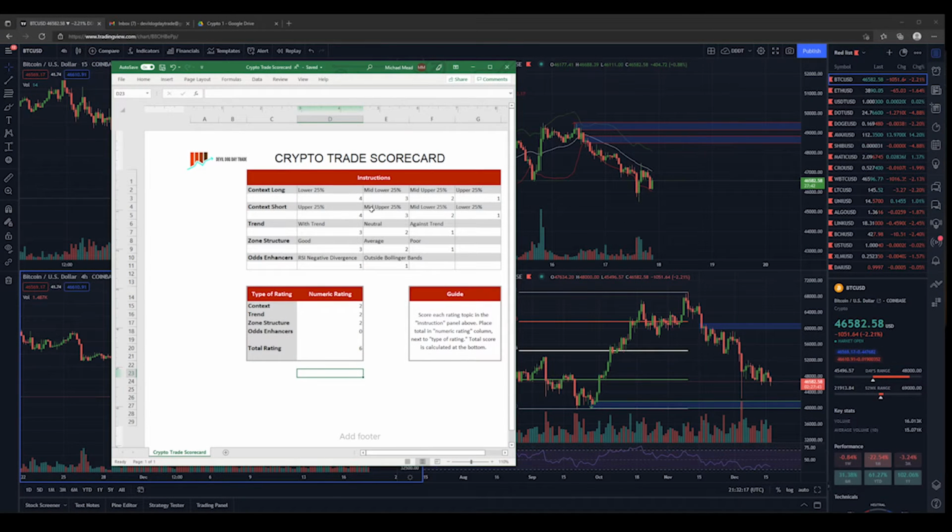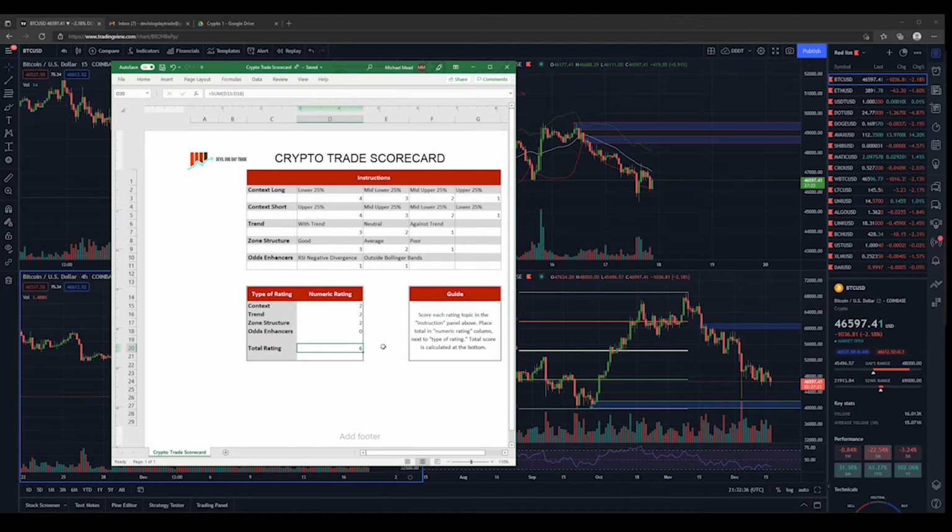So, pulling that up on the screen here, as you can see, we talked a little bit about these numbers in our previous session. You've got the context long, our context for a short trade, what our trend is, zone structure, and odds enhancers. We would just put those numbers down here in this lower section, and our total rating would show up here at the bottom.